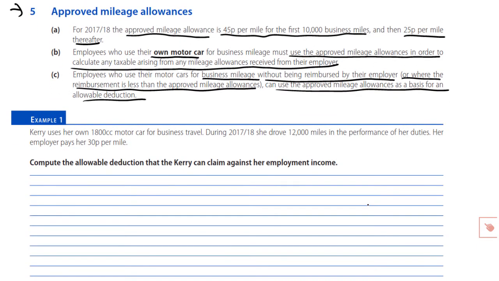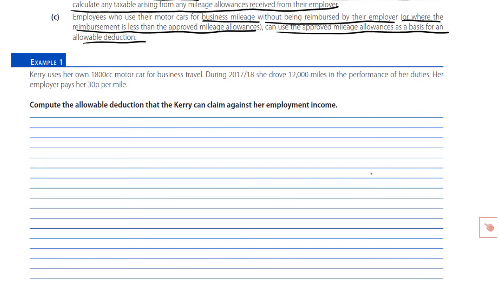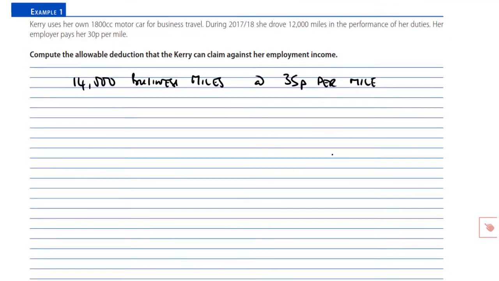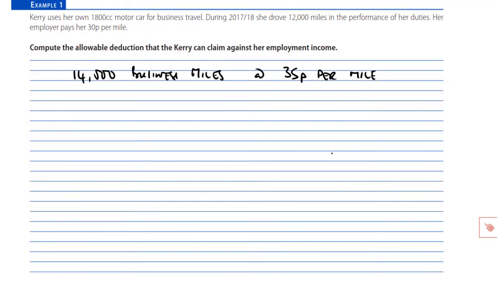Now, as an example here, I'll leave you to do that one for yourself, but if I just give you a quick example just to illustrate what we would be doing, then you can practice using example one for yourself. We're told that an employee during the year does 14,000 business miles. He or she is a very busy person. 14,000 business miles, and those are reimbursed at a standard rate of 35 pence per mile. And what we've got to work out is whether or not here there is an assessable benefit to be levied upon the employee, or whether there's an allowable deduction to be allowed to the employee and a reduction then against their employment income.